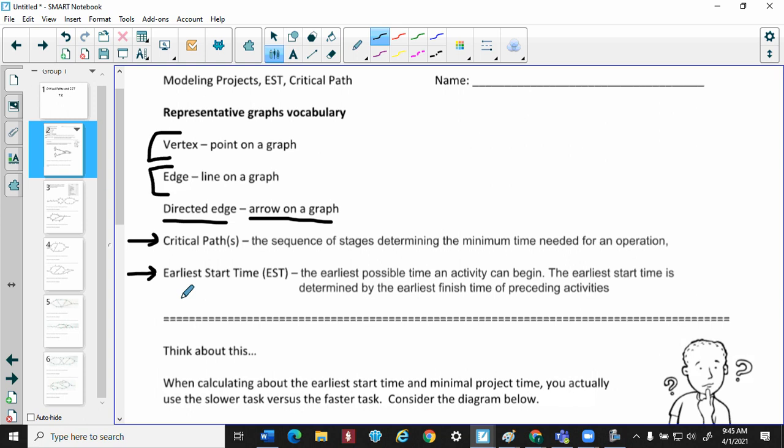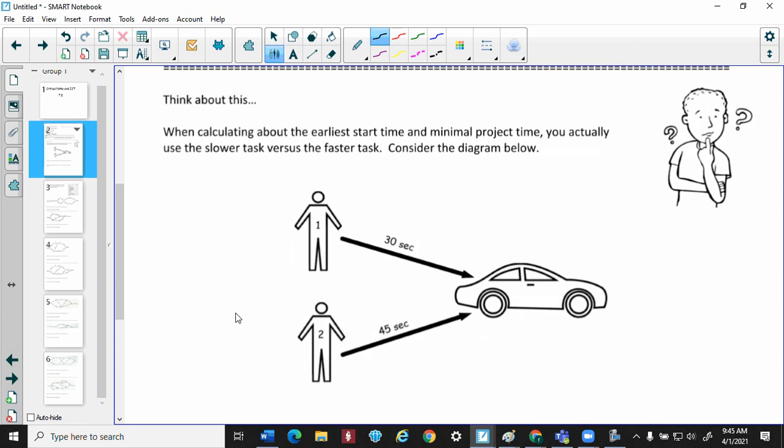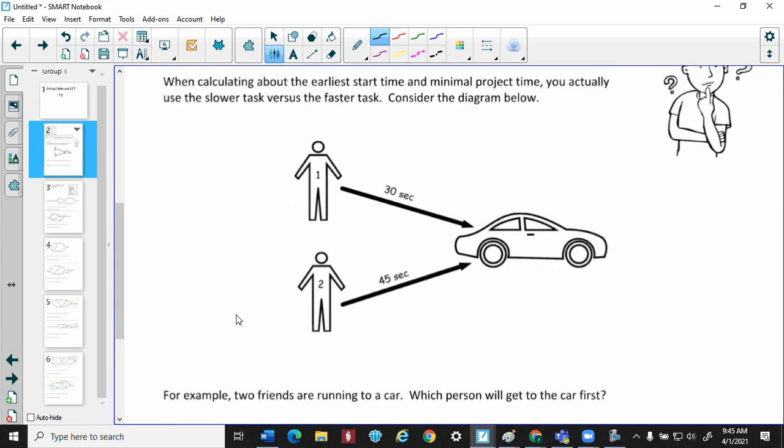Now, the best way to talk about this is to just go ahead and dive into it. Here's what I need you to think about. Take this situation. You have two friends, friend one and friend two. For some odd reason, they're away from the car, and they're going to start running to the car. Now the question is very simple. If the two friends are running to a car, which person will get there first? This is not a trick question.